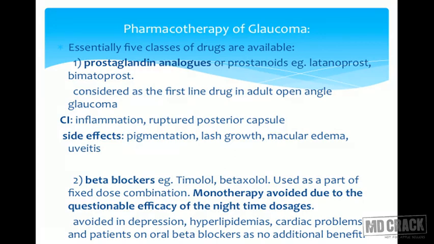The second class of drugs is beta blockers, the predominant one being timolol, which is a non-selective beta blocker. Selective beta blockers like betaxolol are available, but the efficacy is said to be slightly less. Monotherapy with beta blockers is avoided in current day management because of doubtful nighttime efficacy of the drug and nighttime peaks in intraocular pressure in many of the glaucomas.